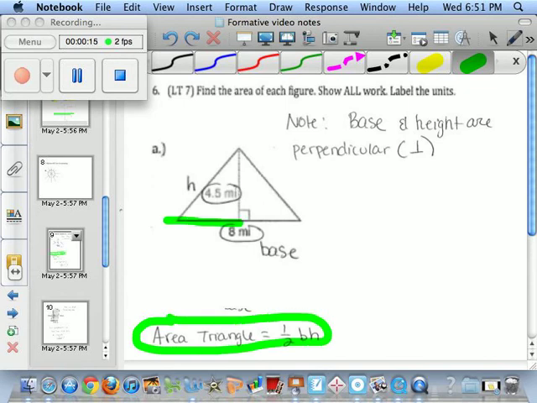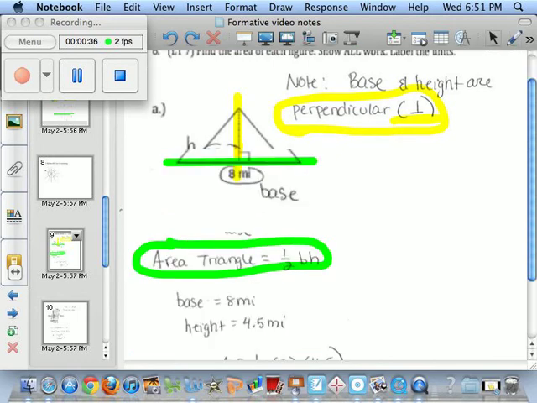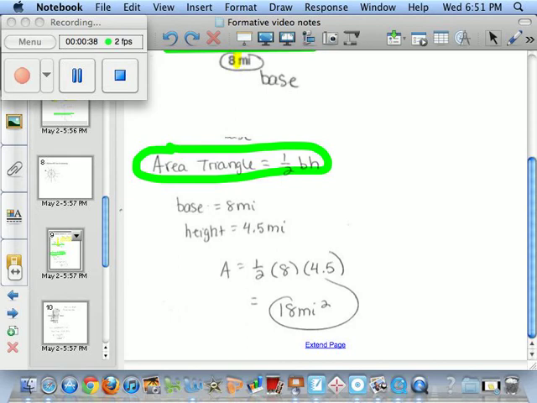So our base is 8 and our height here is 4.5. And remember, our base and our height are perpendicular to one another. So we've got our symbol here, which is exactly what it makes there on the picture, on the triangle. So identify your base and your height, and you simply just replace B and H with what it is. So let's scroll down to see. Replace B and H with 8 and 4.5, and you get 18 miles squared.